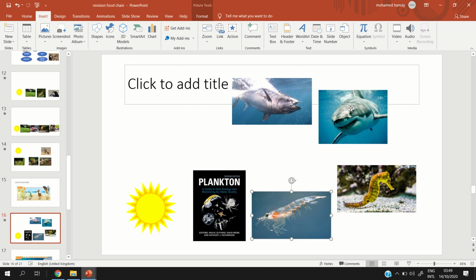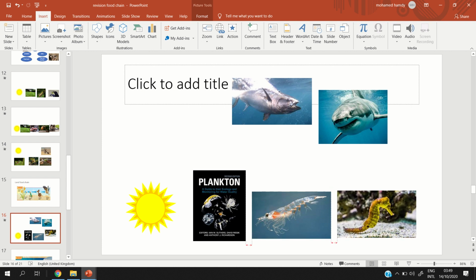Yes, who is stronger than the krill? Super great. Which one is stronger than the krill and can eat it? The seahorse. The seahorse can eat the krill because it is stronger than the krill.